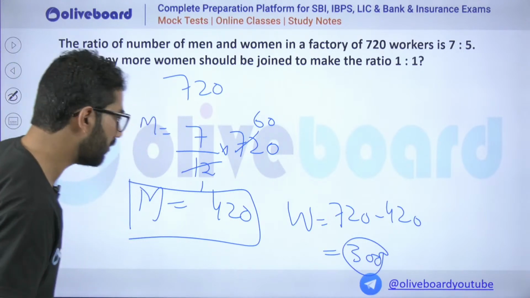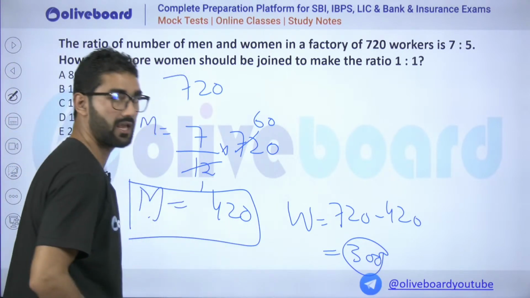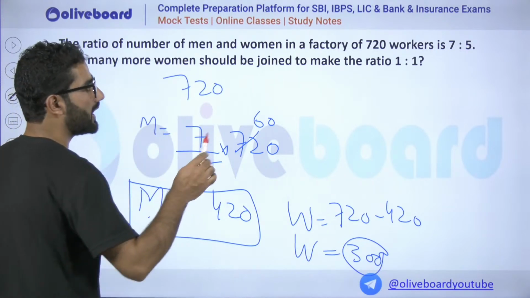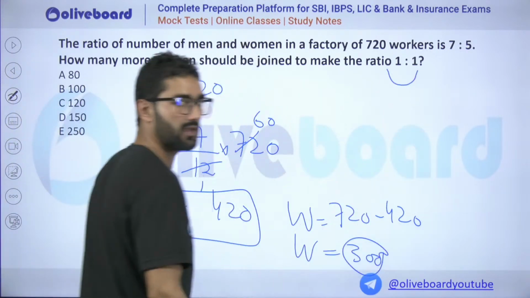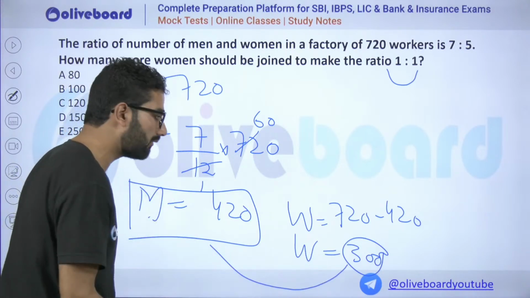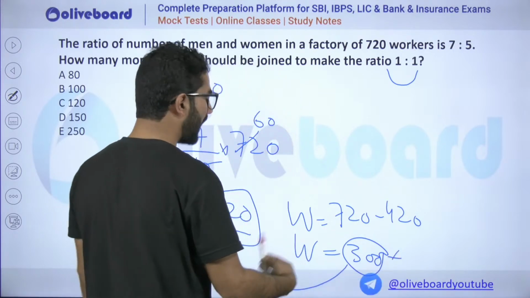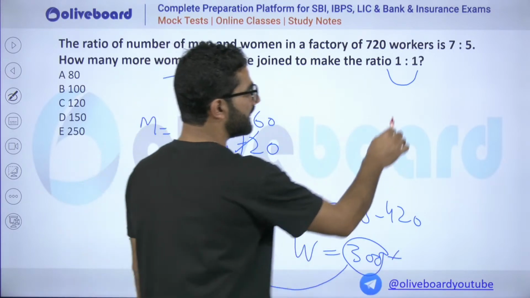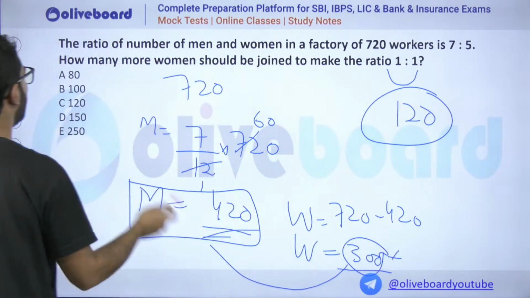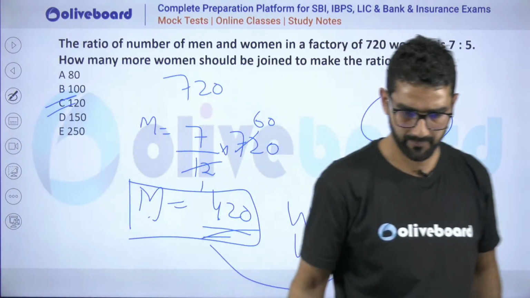Biplab says, sir, 120. Okay, my dear. You got this value. Number of men in the factory is 420. Number of women in the factory is 300. So in order to get an equal ratio 1:1, the women and men should be equal. So how to make it equal? I have to add something here. How much? If you see the difference, that is nothing but 120. This is the difference between 300 and 420. Option C will be the correct option for this.